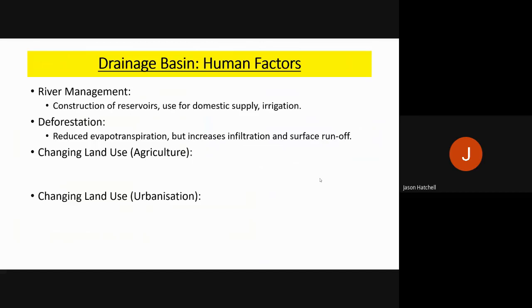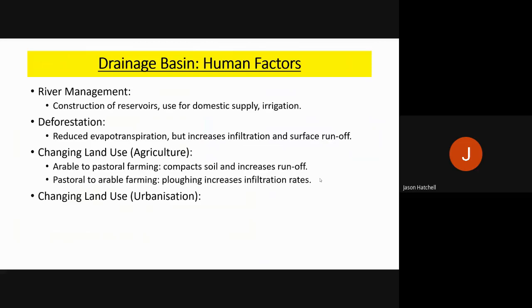And then there are two types of changing land use that can impact a drainage basin. We've got agricultural. Obviously, this is all about farming. So changing from arable to pastoral farming or pastoral to arable farming. Either way, no matter what change there is from animal to crop farming, what happens is the soil gets changed. There are increases in surface runoff and increases in infiltration rates as a result.